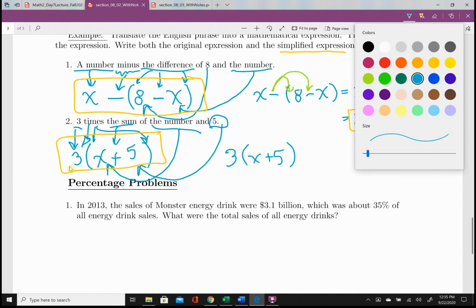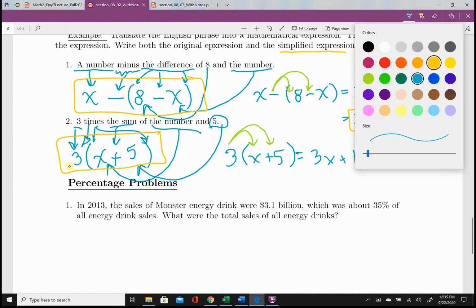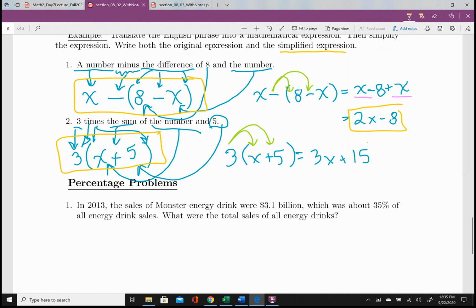And then in this green color, I'll outline the distribution that I mean to make in this first simplifying step, and that'll become 3x plus 15. And that's as far as I can simplify it. The 3x term and the 15 constant term are not able to be combined.